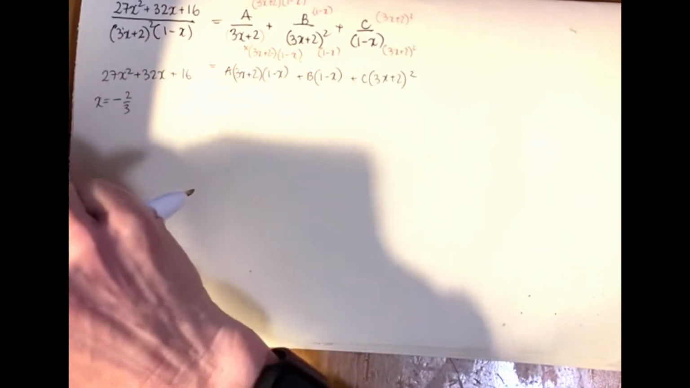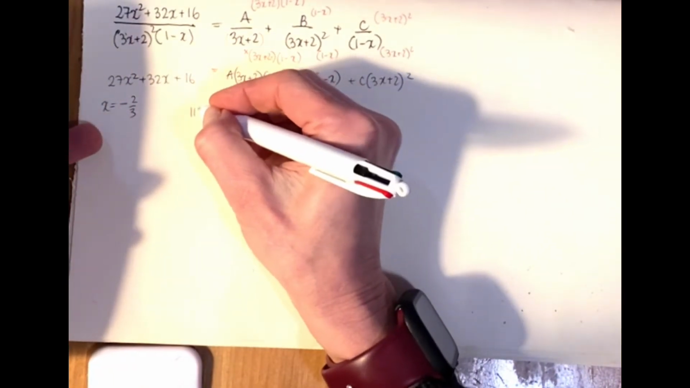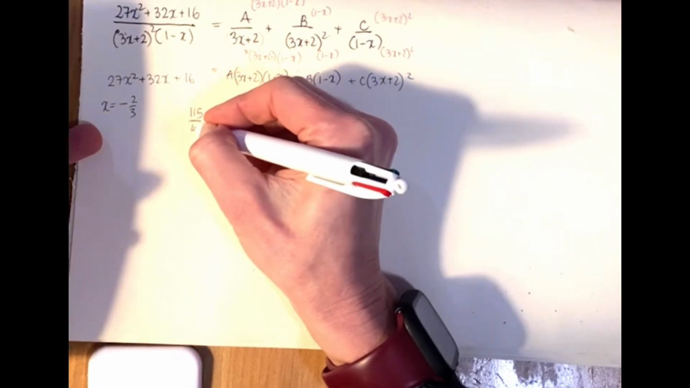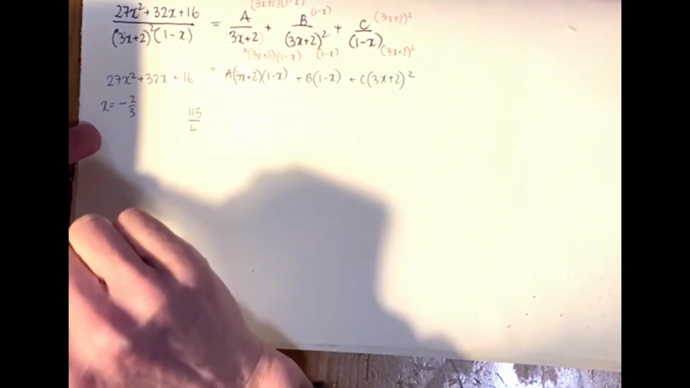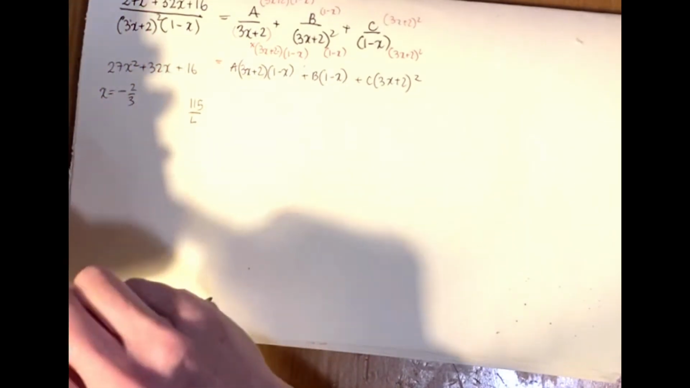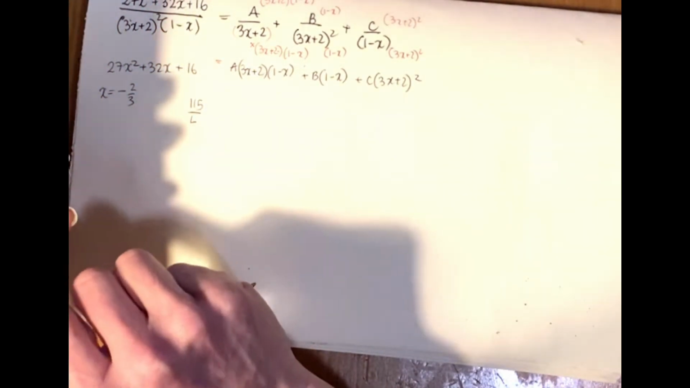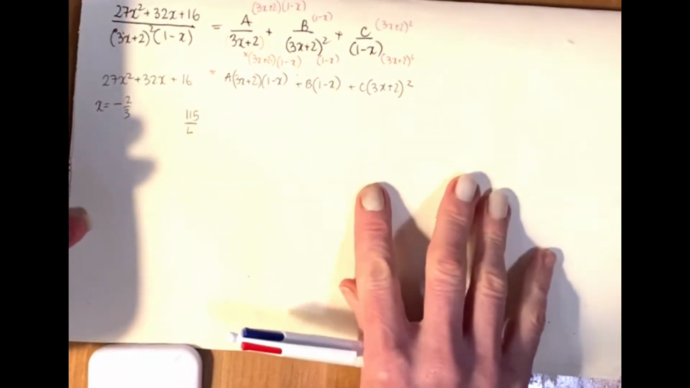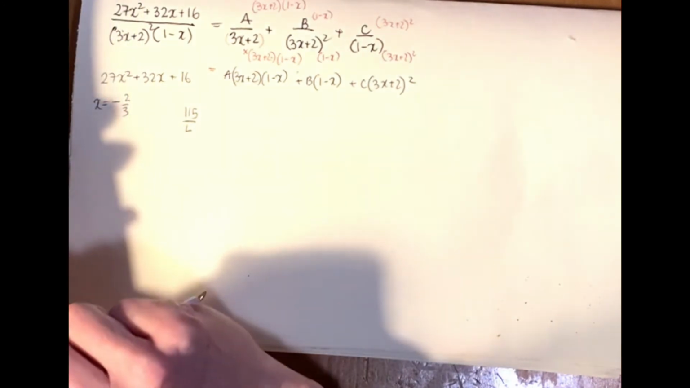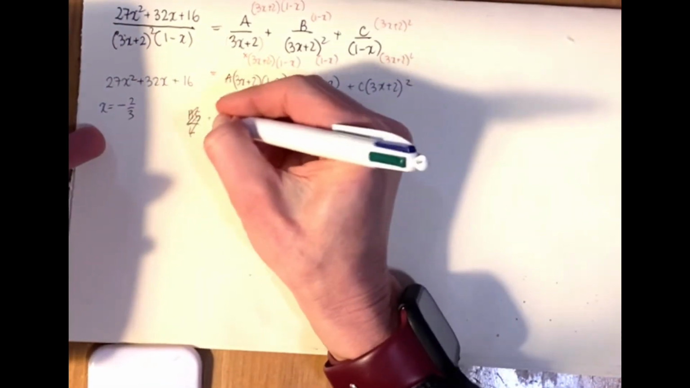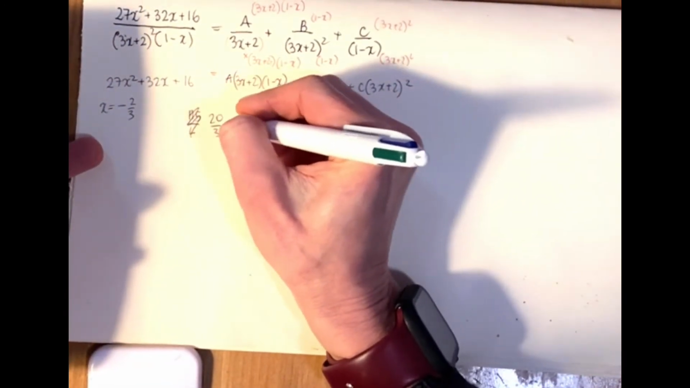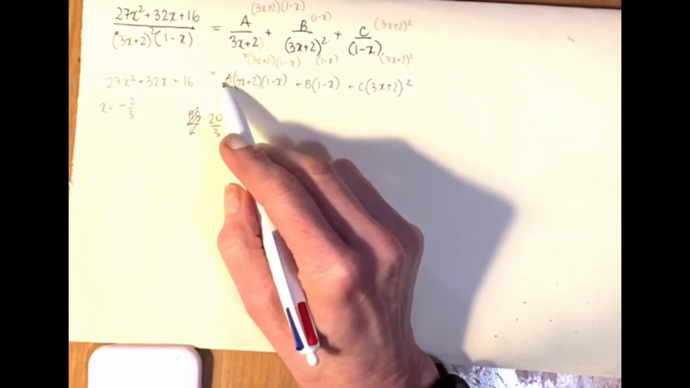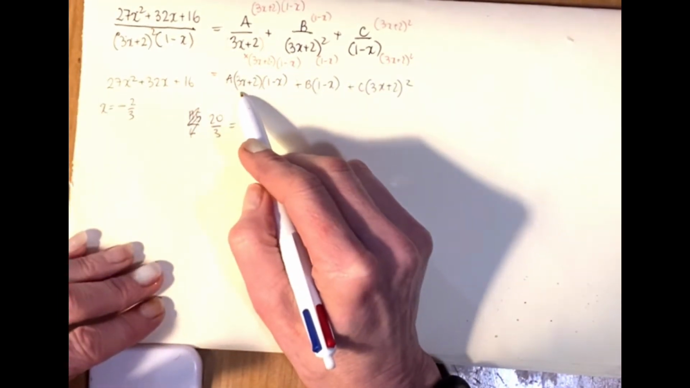So that's... just check. Apologies, I should have put minus 2/3. I've put 3/2. Just scroll up, that's not a problem. So it's 20/3. Okay. Right, if you substitute minus 2/3 into this bracket, that will make it equal to 0.